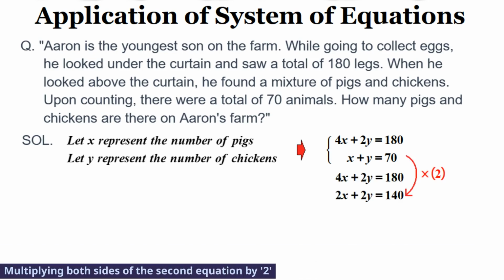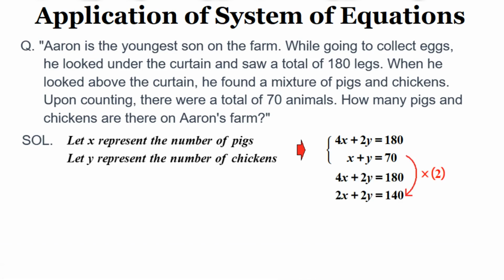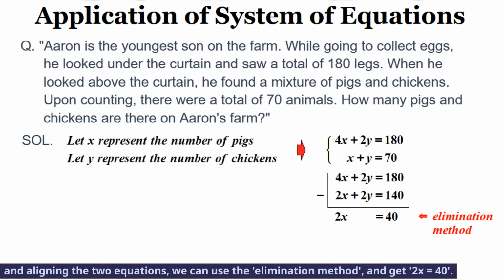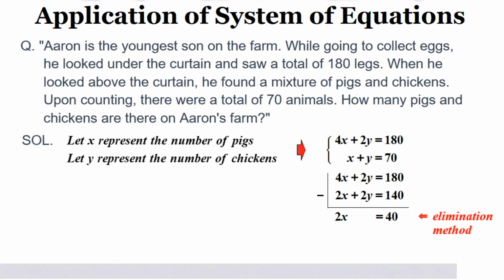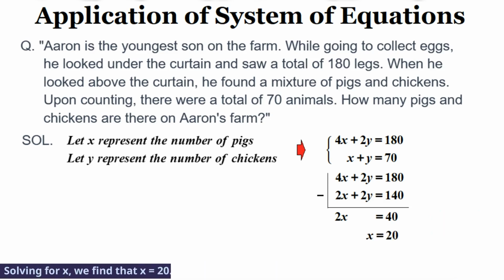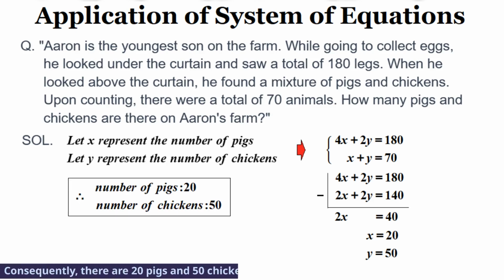Multiplying both sides of the second equation by 2 and aligning the two equations, we can use the elimination method and get 2x equals 40. Solving for x, we find that x equals 20. Therefore, y equals 50. Consequently, there are 20 pigs and 50 chickens.